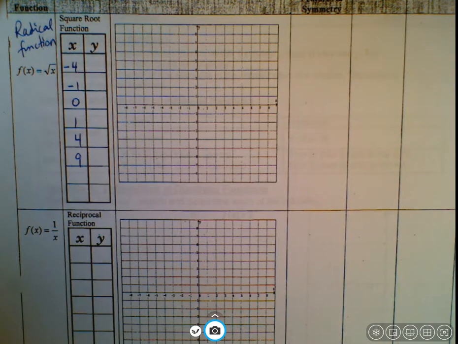And why did I choose these numbers? I'll give you a second to think about, why did I choose these numbers? Why did I not go 1, 2, 3, 4, 5? Okay, so to calculate the y's, I need to take the square root.